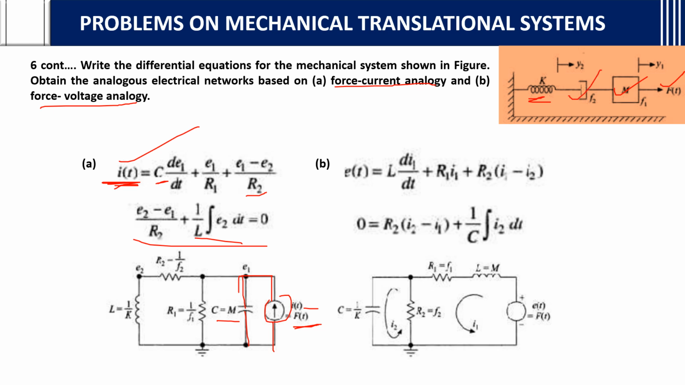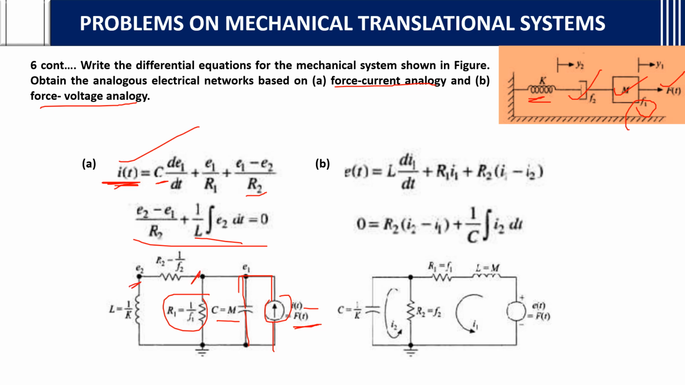Why parallel to F1? Because M has F1 present also. In this diagram also you need to consider F1. After that, R2 is equal to 1 by F2, which is given. You can write F2 is equal to 1 by R2 or R2 is equal to 1 by F2, anything is fine. This F2 is between this and this.